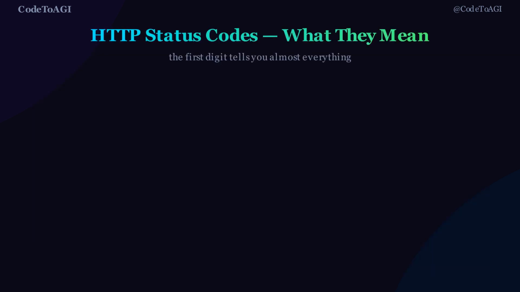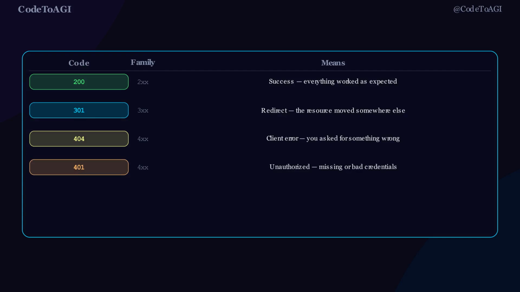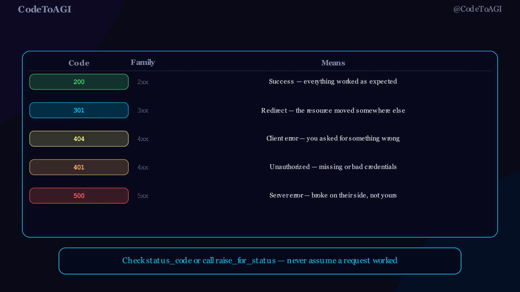Every API response comes with a number, the status code. Think of it like a knock on a door. 200 means, come in, everything is fine. 300 means, I moved, try this other address. 404 means, you asked for something that doesn't exist. 401 means, you're not allowed in without a key. 500 means, the server broke. Not your fault. Check the status code before touching the response body. Never assume a request succeeded without checking.